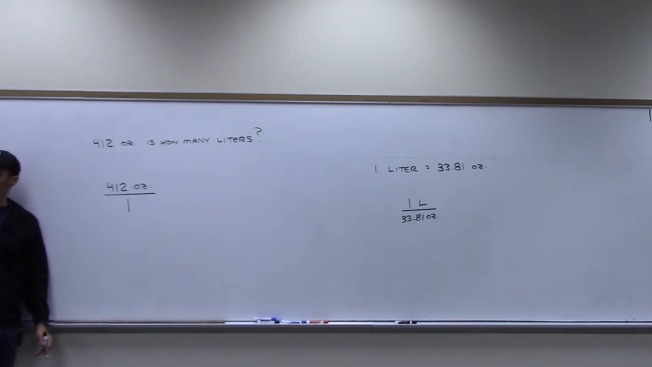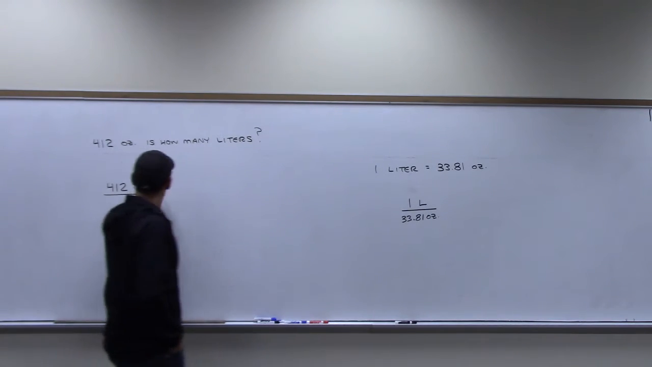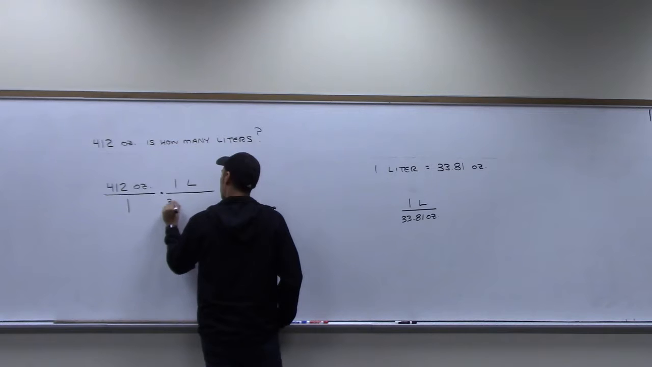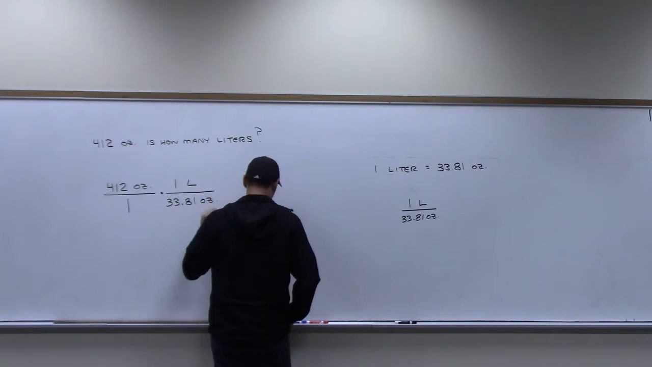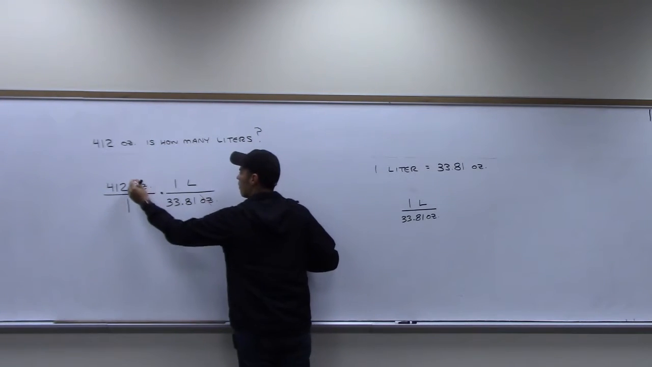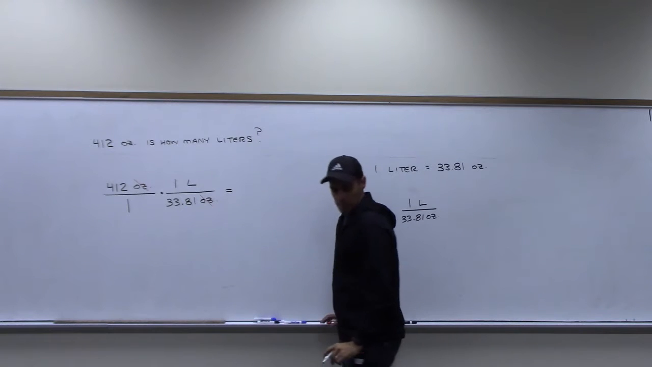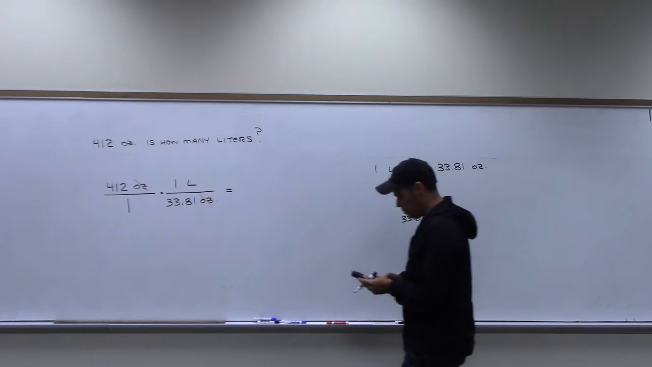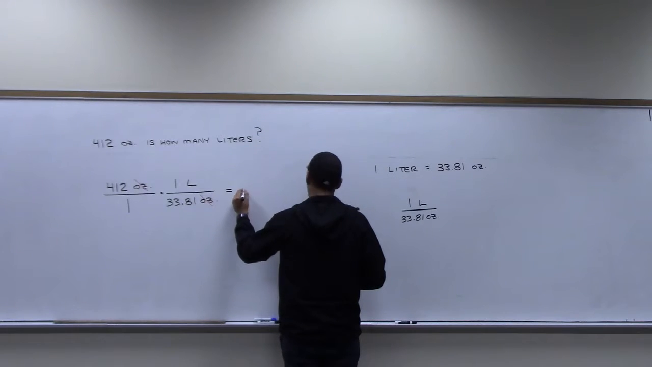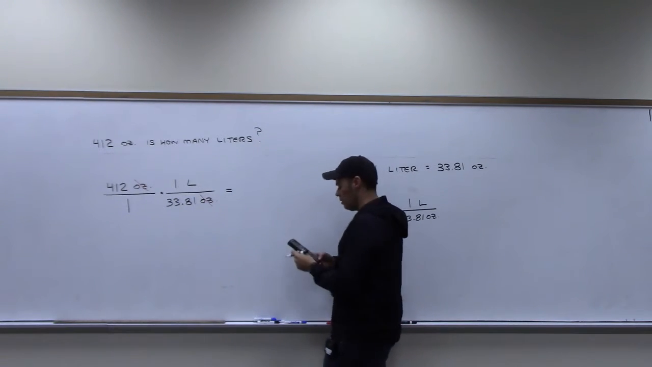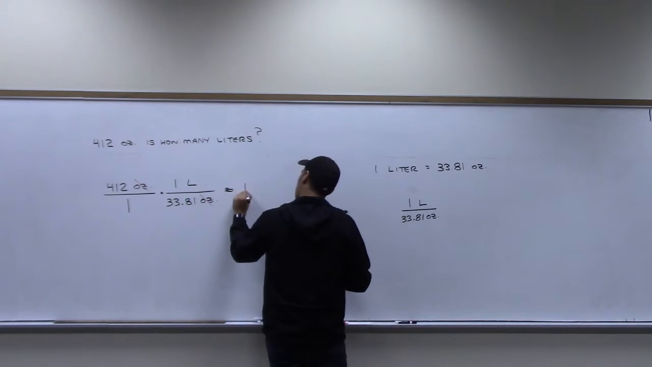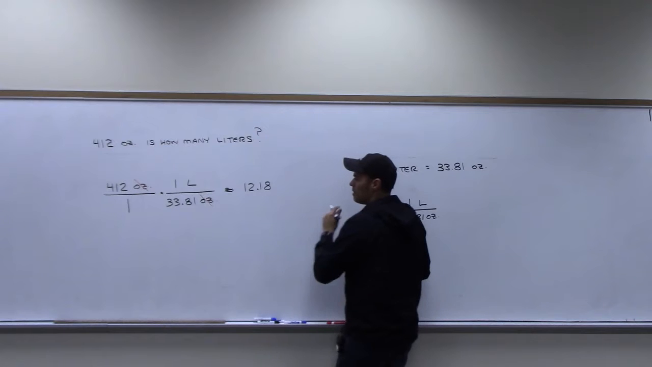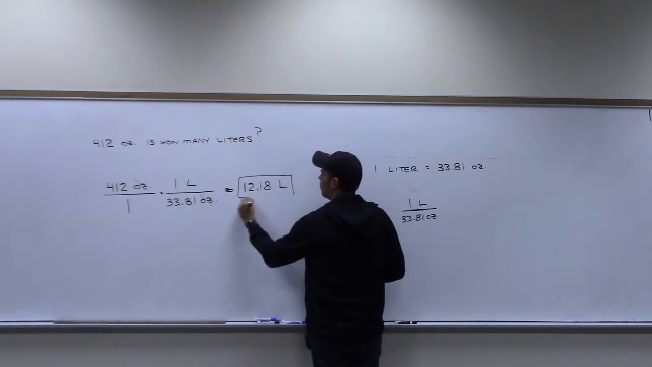Who has an answer? Couple? Okay. What are you getting there? 12.184. Sounds good. Close enough. And there will be some rounding differences depending on how far you go on your calculator. It's approximately 12.18, what? 3 or 4. Or for what though? What's my unit? Liters. So make sure you put the unit there, okay? That's important.